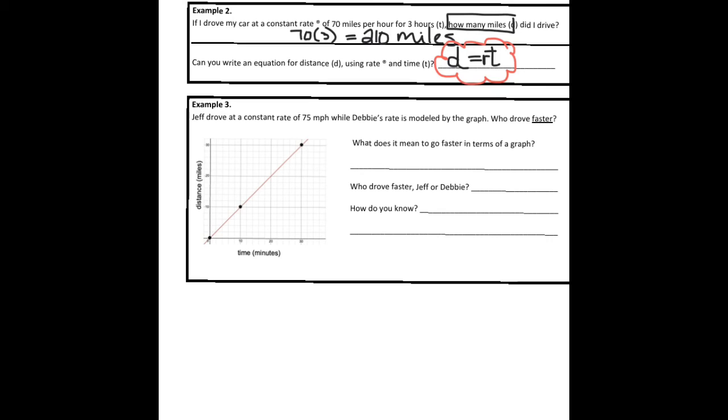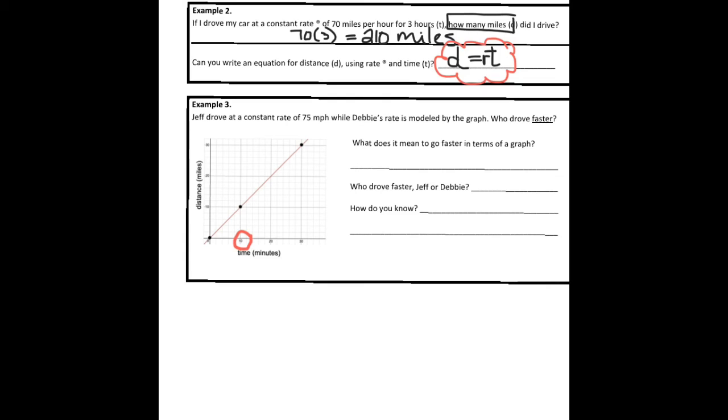So example number 3 says that Jeff drove at a constant rate of 75 miles per hour. So in our next example, Jeff drives at a constant rate of 75 miles per hour, while Debbie's rate is modeled by the graph. So when I look at the graph, I see that in 10 minutes, Debbie has driven 10 miles.